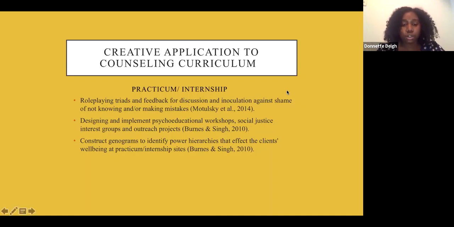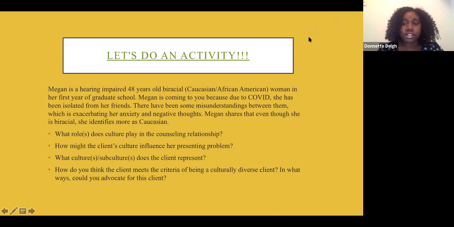Right, so the next thing we're going to do is get into this activity. Andrea put some things in the chat for you. I'm going to read this case study so you all understand where we're going with our activity. Megan is a hearing impaired 48-year-old biracial woman in her first year of graduate school. Megan is coming to you because, due to COVID, she's been isolated from her friends. There have been some misunderstandings between them, which has exacerbated her anxiety and her negative thoughts. Megan shares that even though she is biracial, she identifies more as Caucasian.